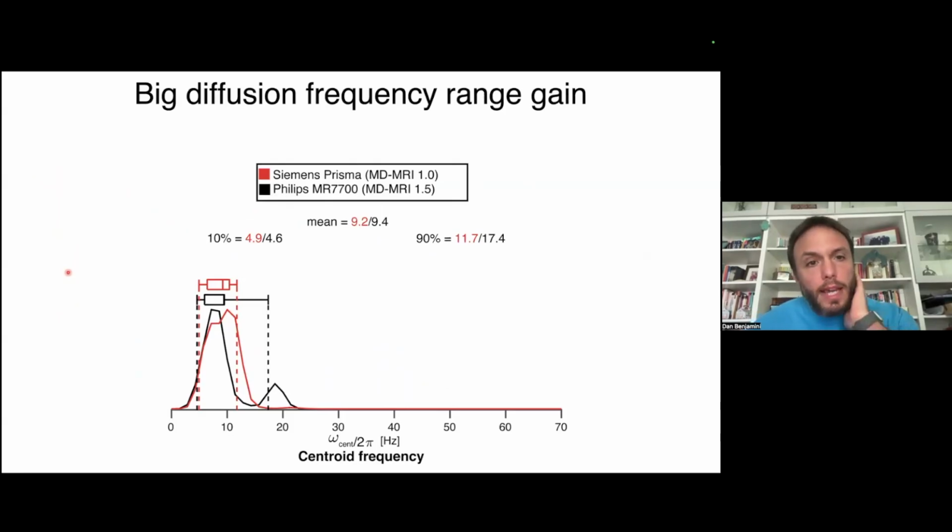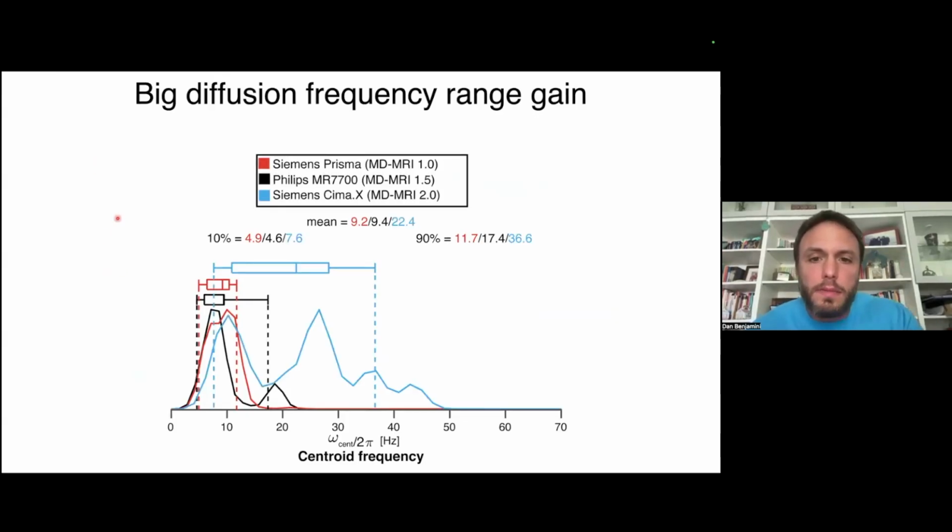And so the biggest gain, of course, is in the frequency range. So I showed you this already. This is the frequency distribution. And this is what we have on the SEMA-X, our protocol. Let's call it the 2.0 MDMRI. And so definitely there's a huge gain here towards the higher frequencies. And we're very optimistic as to being able to really probe much finer restriction and diffusion length scales.